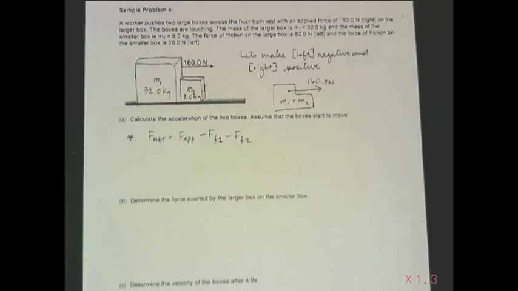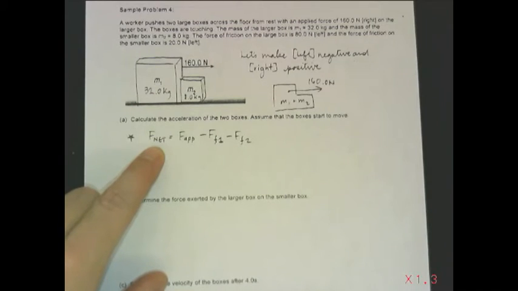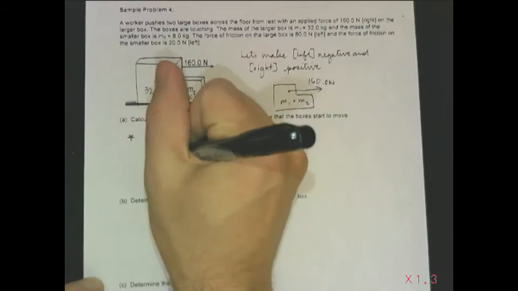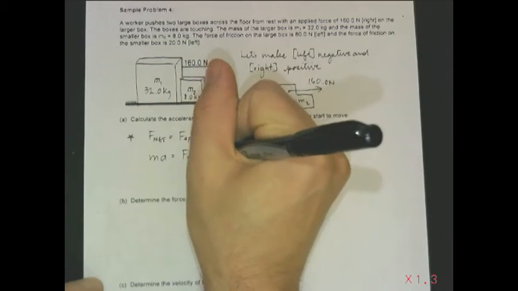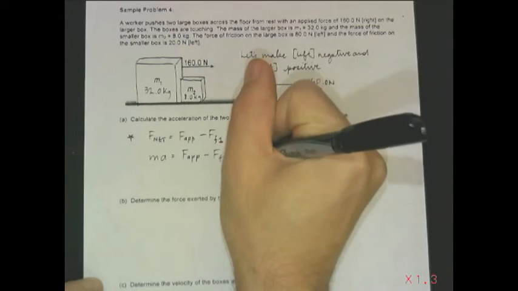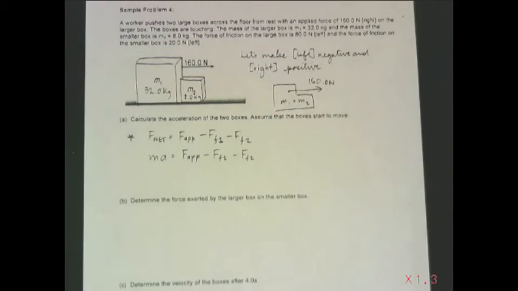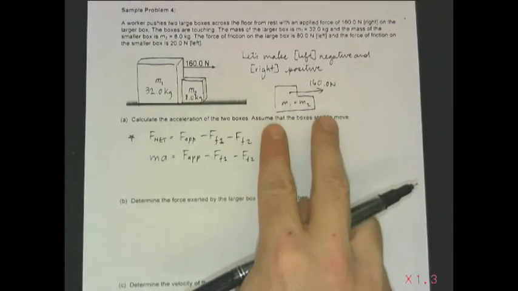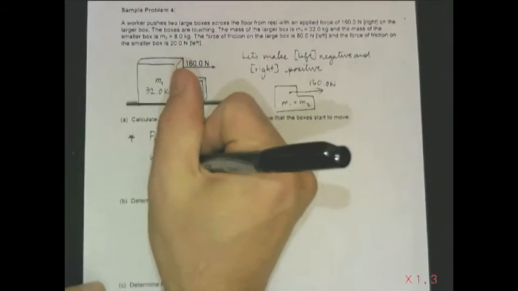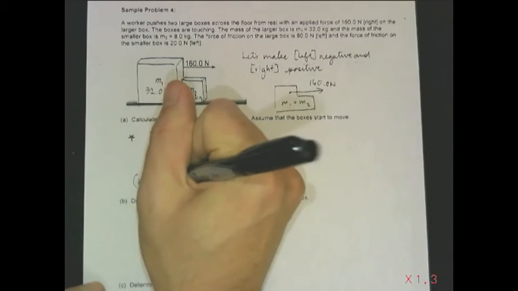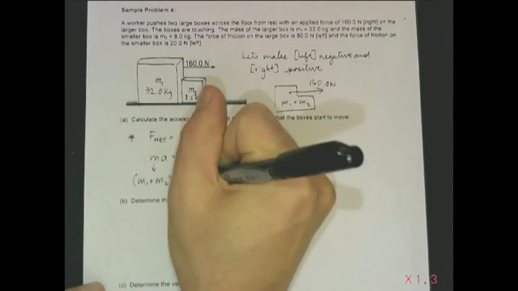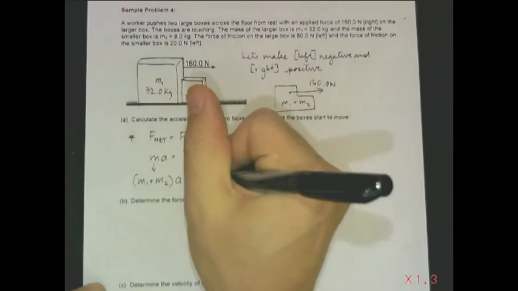The second step is to change this F net into the equation MA. So we can say MA is equal to the force applied minus the force of friction 1 minus the force of friction 2. Since we're dealing with these two masses combined, we're going to say this is M1 plus M2, the combined mass of these two boxes.